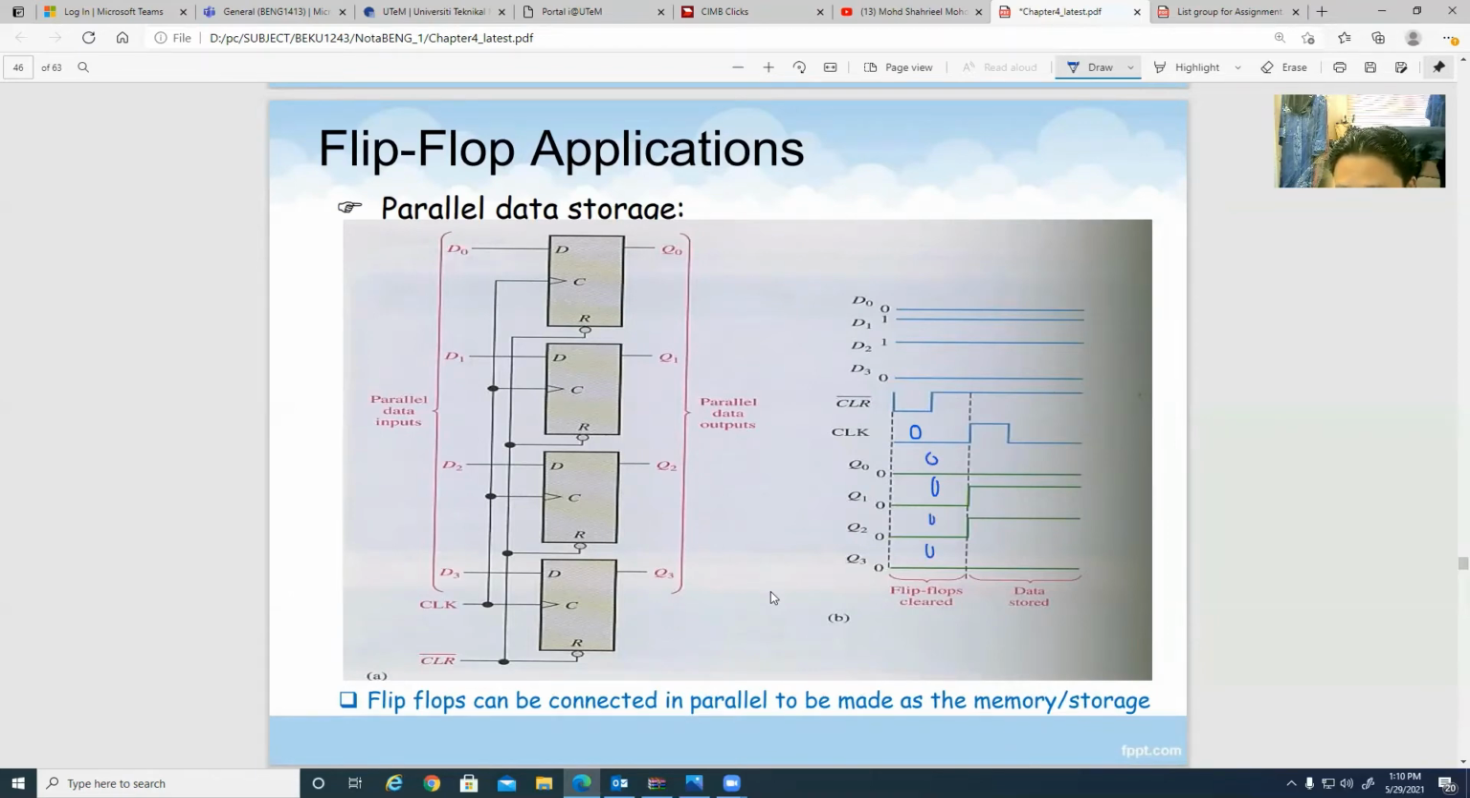And then you can see the clock being activated here. D0 will be 0, D1 will be 1, D2 will be 1, and D3 will be 0. So in this part we can see all the data will be cleared here. And then for this part, the data will be stored. So we store the data here, for example on Q0, Q1, Q2, and Q3. So for example, we read from this, 0, 1, 1, 0. That we call the data storage.